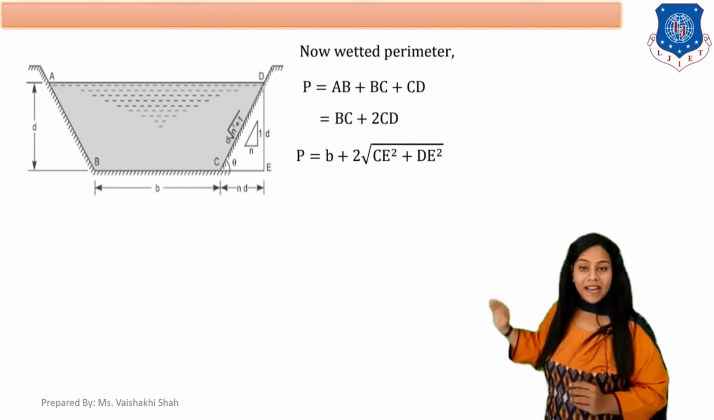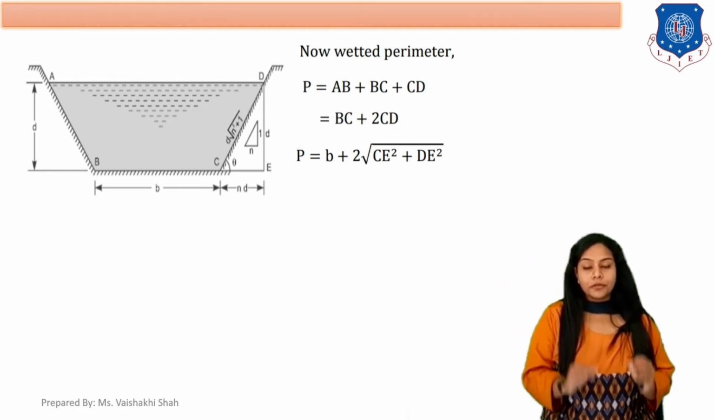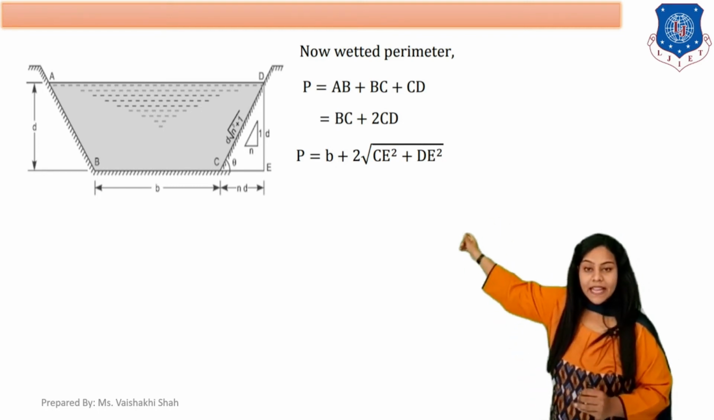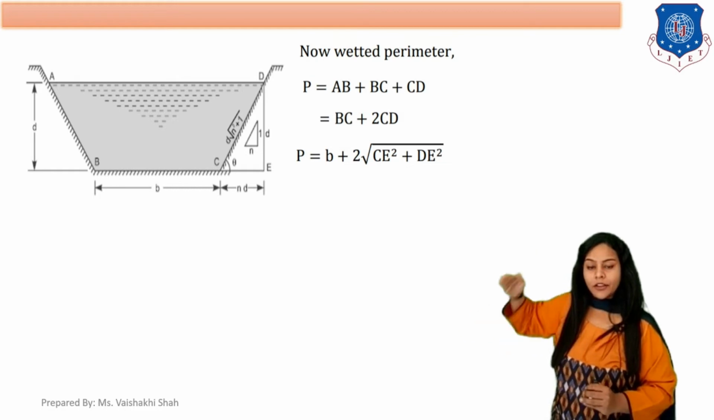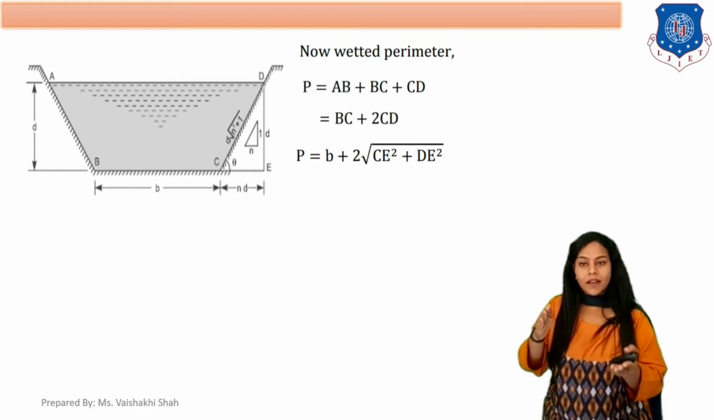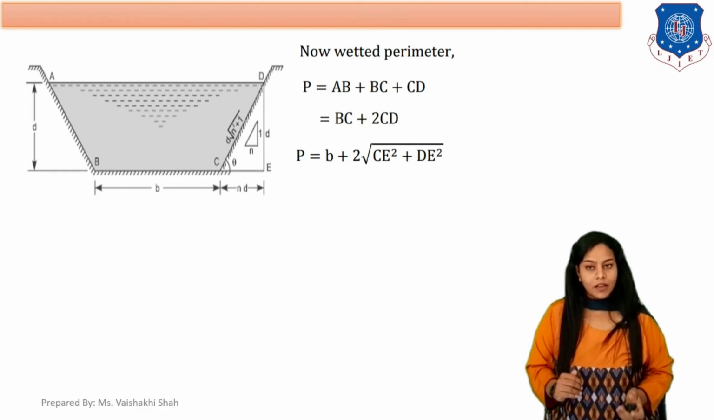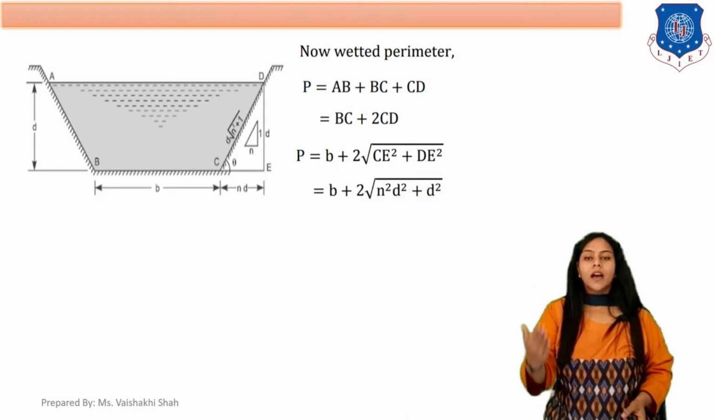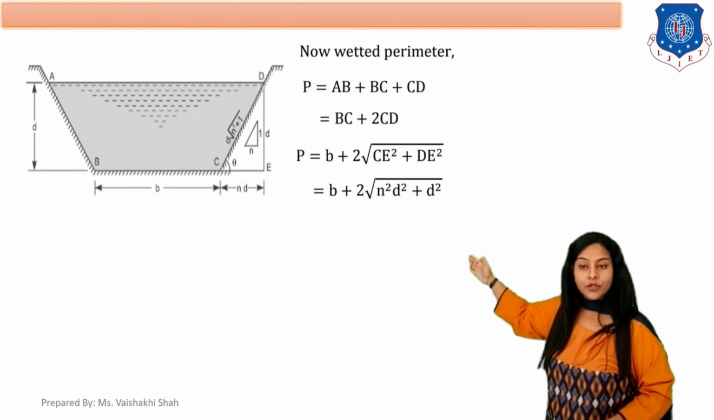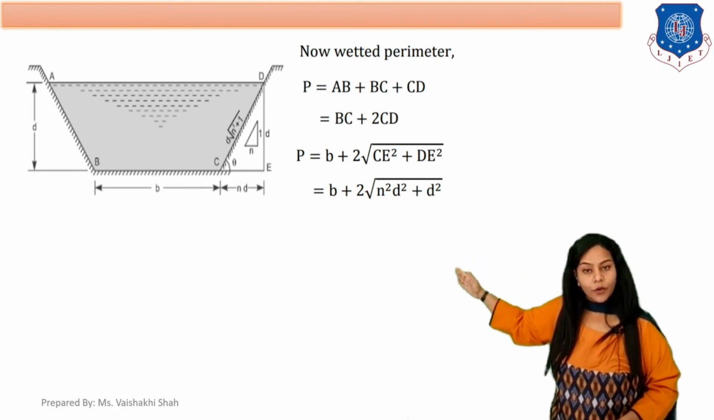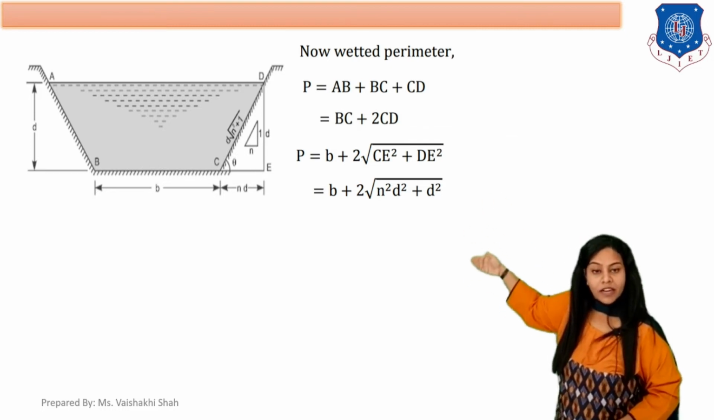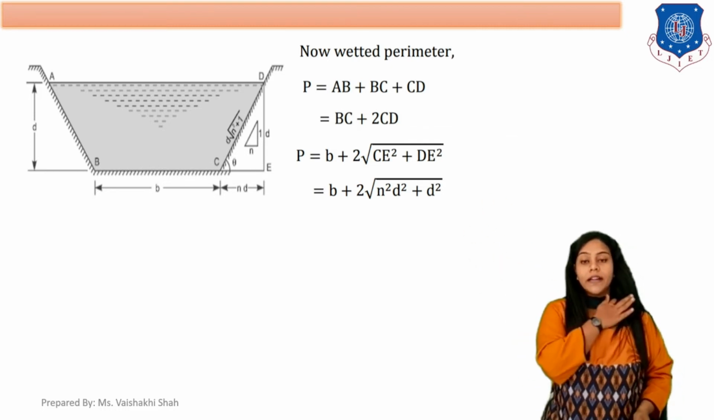If you are applying Pythagoras rule, then you get CD, your inclined side. CD equals to CE square plus DE square. So here what is CE? From the diagram you can see that CE equals to N into D. And DE is the vertical side, which is D.